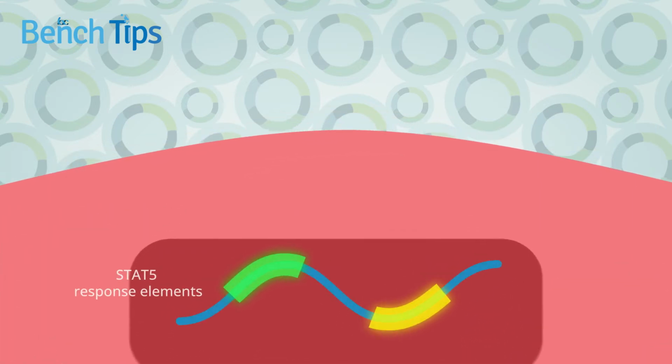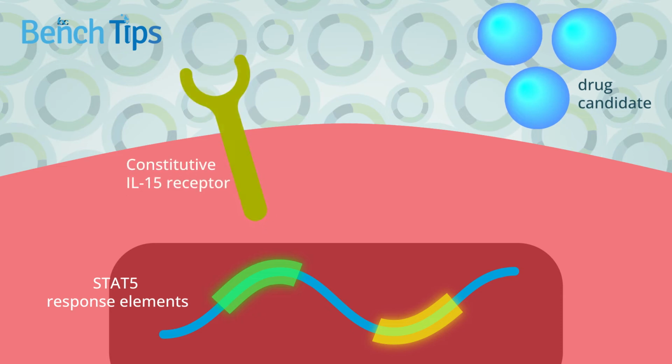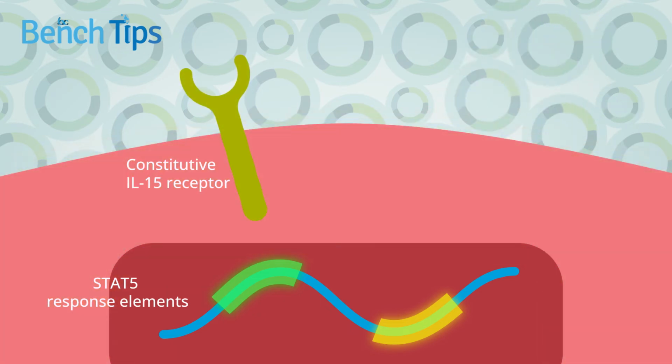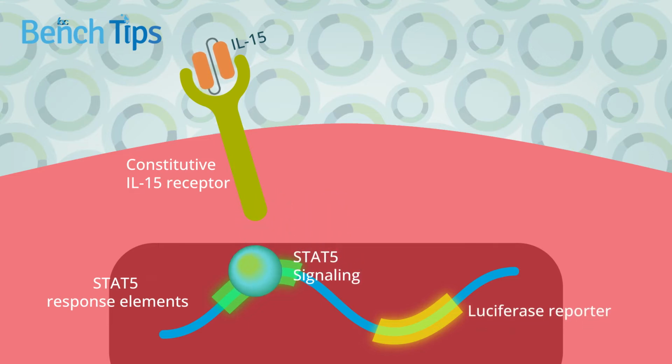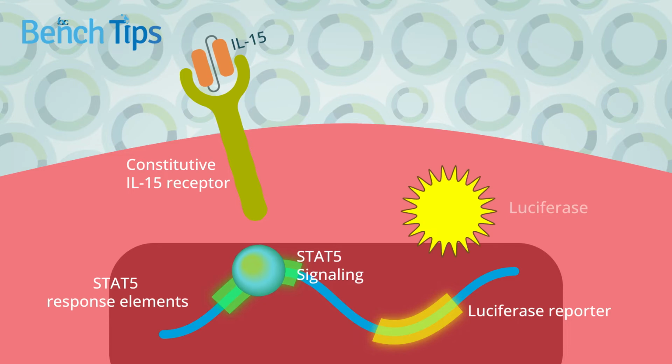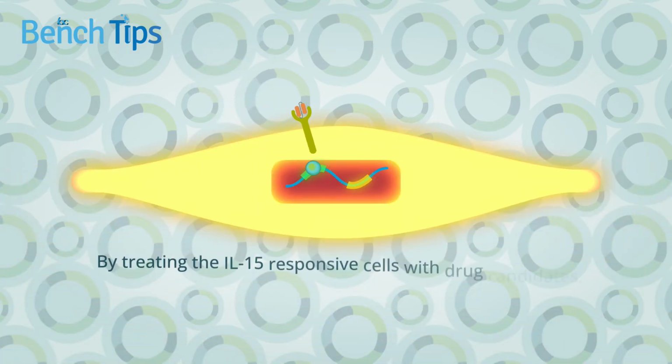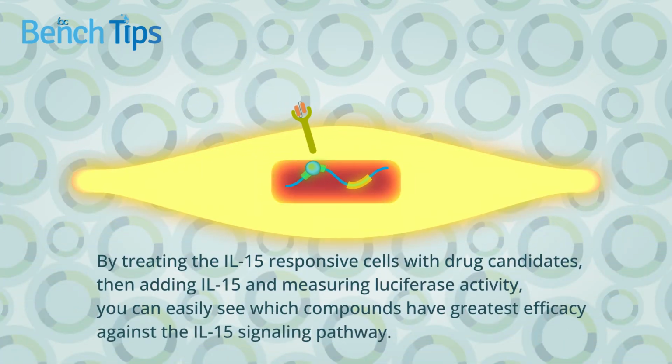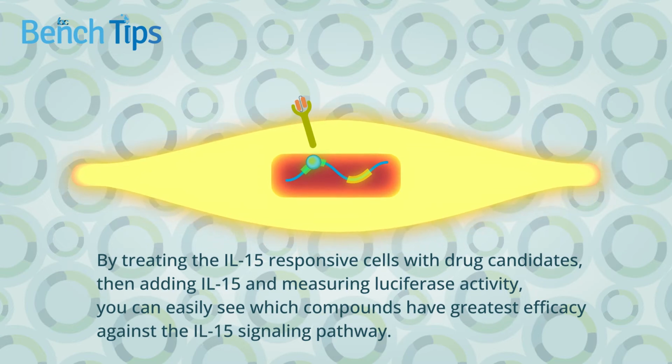Let's put this into context. Suppose you're developing a drug to inhibit IL-15 signaling, which is dysregulated in chronic inflammation and cancer. IL-15 exerts its effect through the STAT5 signaling pathway, so you might choose a reporter cell line that constitutively expresses the IL-15 receptor and features a luciferase reporter gene under the control of STAT5 response elements. By treating the IL-15 response cells with drug candidates, then adding IL-15 and measuring luciferase activity, you can easily see which compounds have the greatest efficacy against the IL-15 signaling pathway.